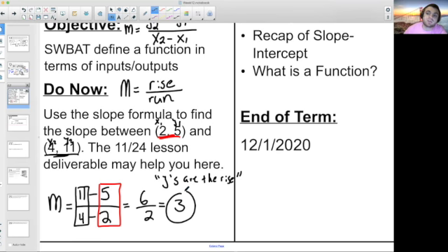Okay, and so this is going to be the first thing that goes in your lesson deliverable. Remember, you want your name, you want the date, and you want this problem to start. So please take a moment if needed and make sure you have that all on there. And then we will move on to talking about a little bit more about slope-intercept form.